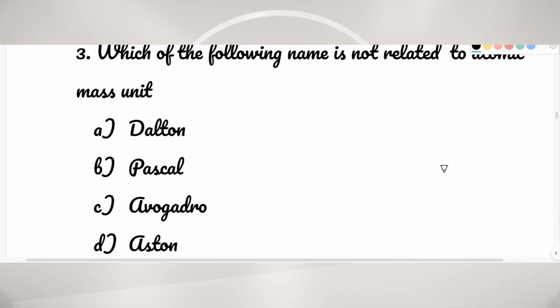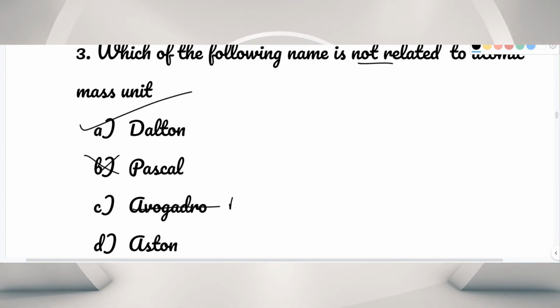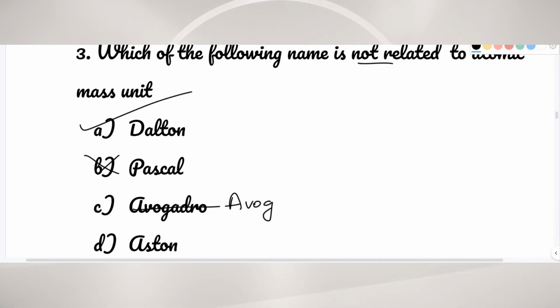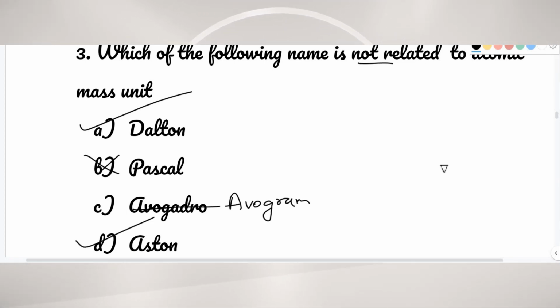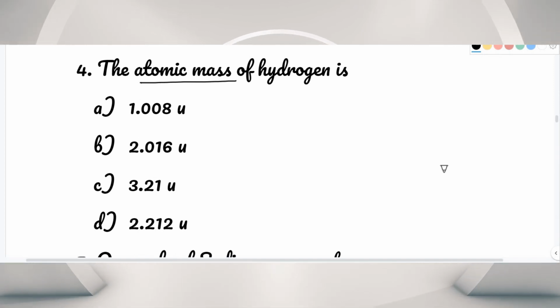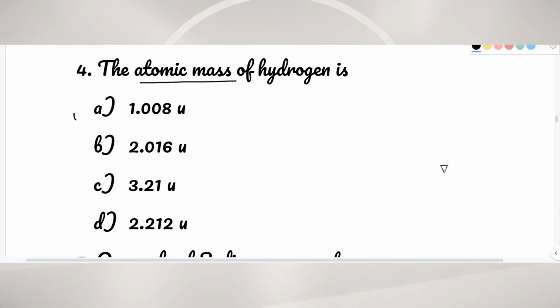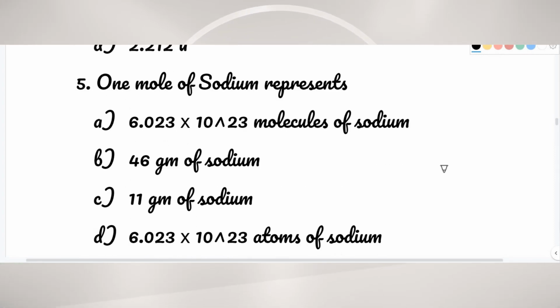Which of the following names is not related to atomic mass unit? See, Dalton and atomic mass unit are the same. Pascal is for pressure. Avogadro, it's actually avogram, and avogram and AMU are the same. Astron and AMU are also the same. Third one is done. Fourth one, atomic mass. Atomic mass means atomic level mass. An atom's mass is measured in terms of AMU. Of hydrogen is 1.008 AMU.